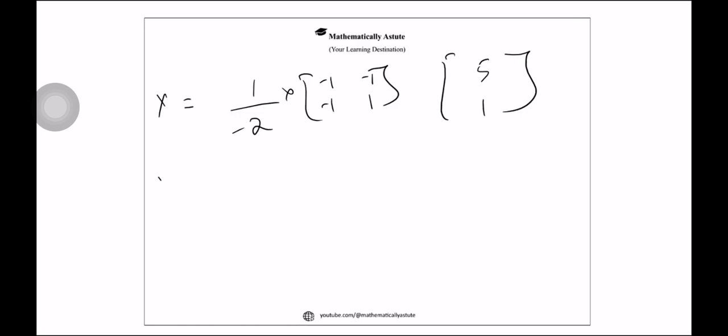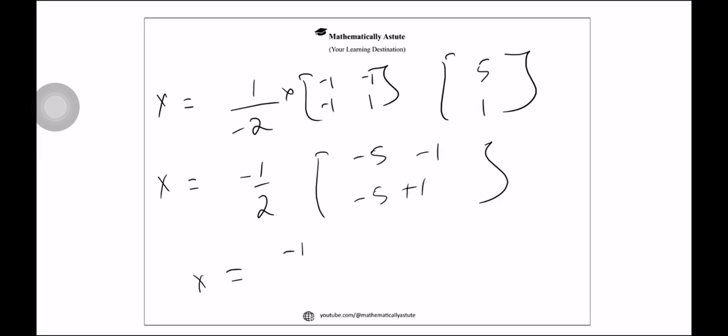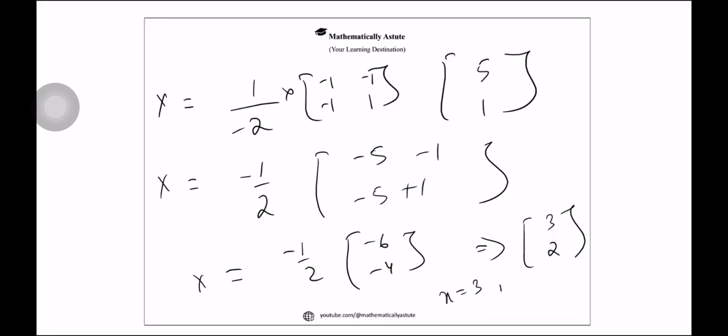Now using the multiplication rule of matrices, we simply multiply. Minus 1 by 5, you will get minus 5, and this will be minus 1. Again we will write minus 1 and 1, so we will get minus 5 plus 1. So 1 by minus 2 times minus 6 and minus 4. Multiplying it by minus half, you will get 3 and 2. See, the value of x is 3 and the value of y is 2.